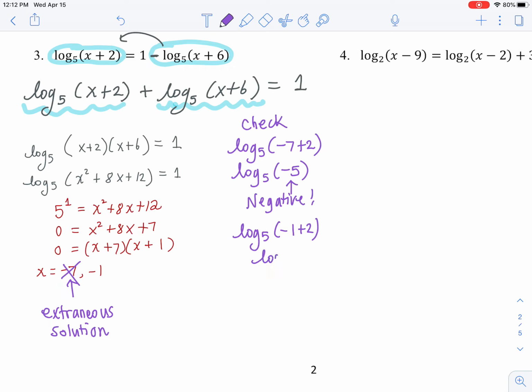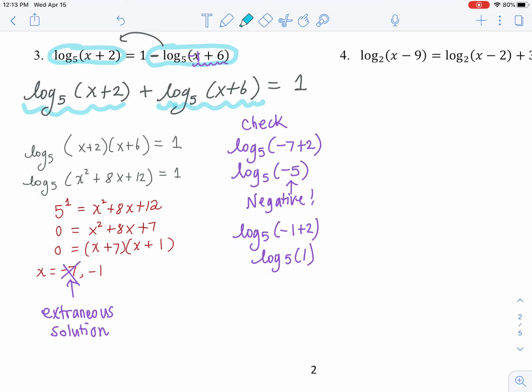Now, let me check the other one. What about log base 5 of -1 plus 2? That comes out to be log base 5 of +1, so that one's okay. And if you plug in -1 on that side, we can do that part in our head, it will also give you a +5 for the argument, right? So that one's also going to be okay.